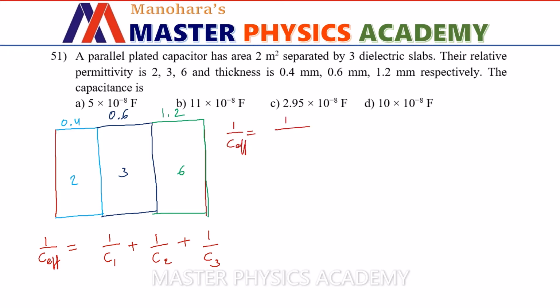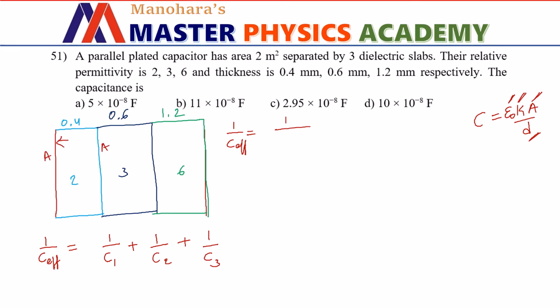What is C1? We know that the general expression for capacitance is given by epsilon naught K A divided by D, where epsilon naught stands for absolute permittivity of free space, K stands for dielectric constant of the medium between the plates, A stands for area of plates, D stands for distance of separation between the plates. Now for the first capacitor, the area will be A, the distance of separation between the plates will be 0.4 mm and its dielectric constant is 2.